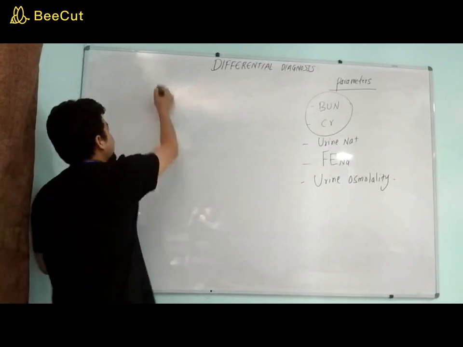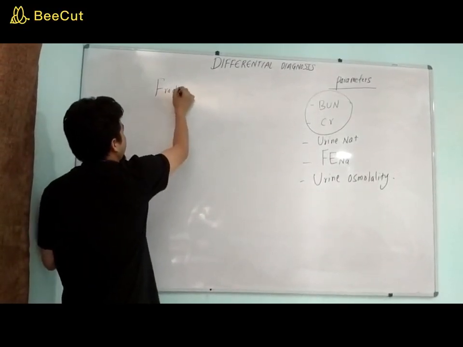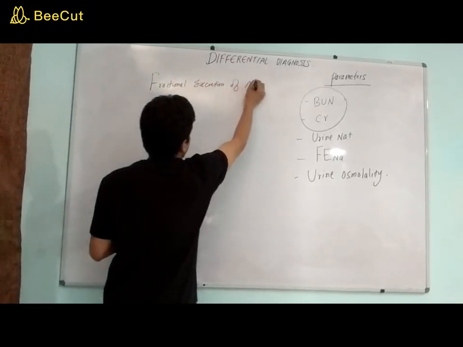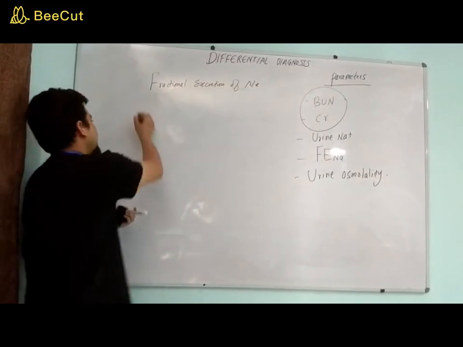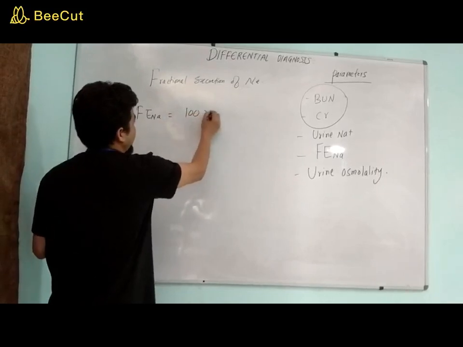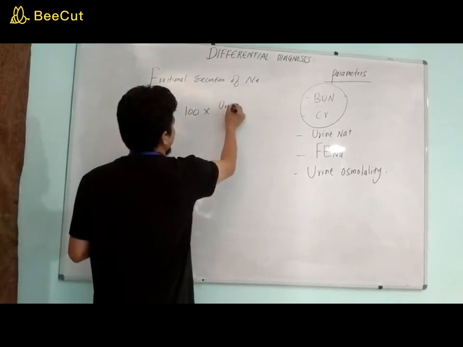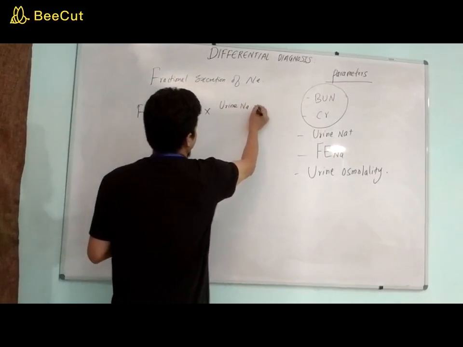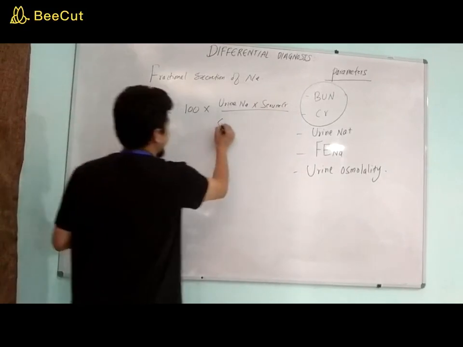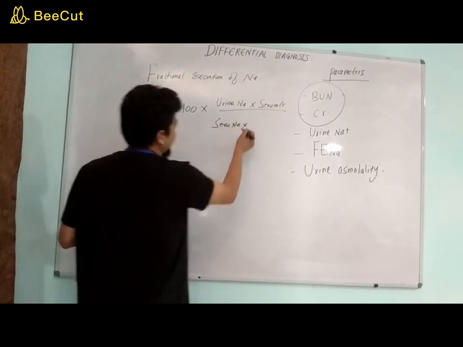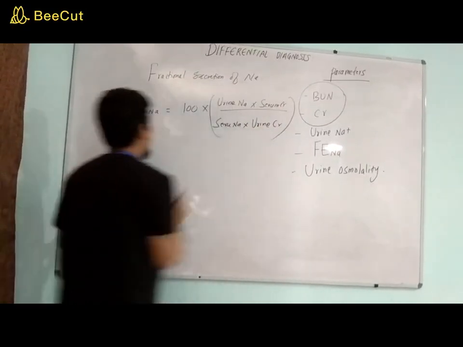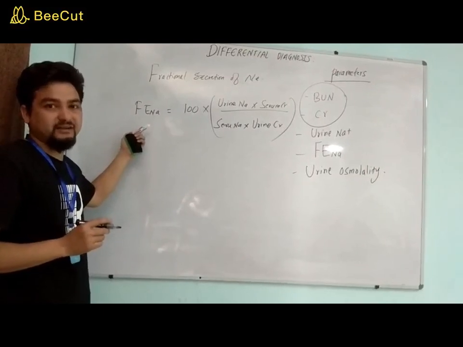And another thing is that FeNa means fractional excretion of sodium, and it is calculated as 100 times urine sodium multiplied by serum creatinine, divided by serum sodium multiplied by urine creatinine. This is the formula to calculate the fractional excretion of sodium.